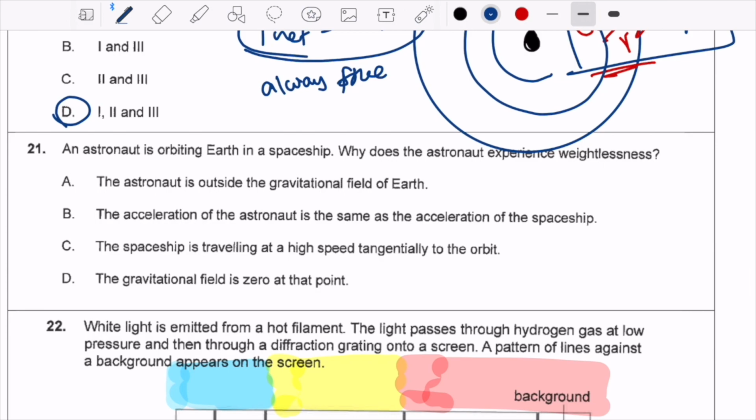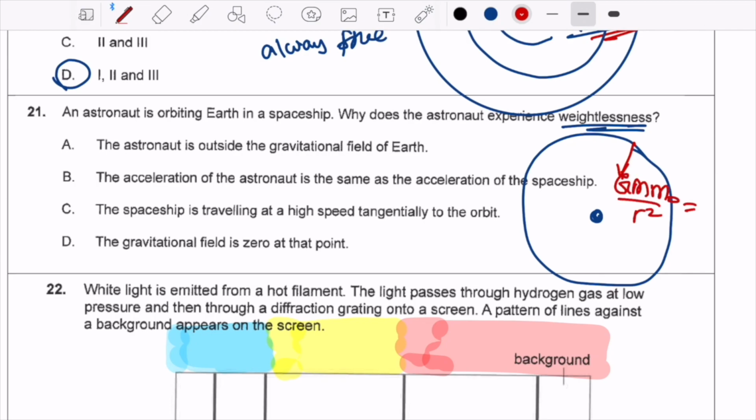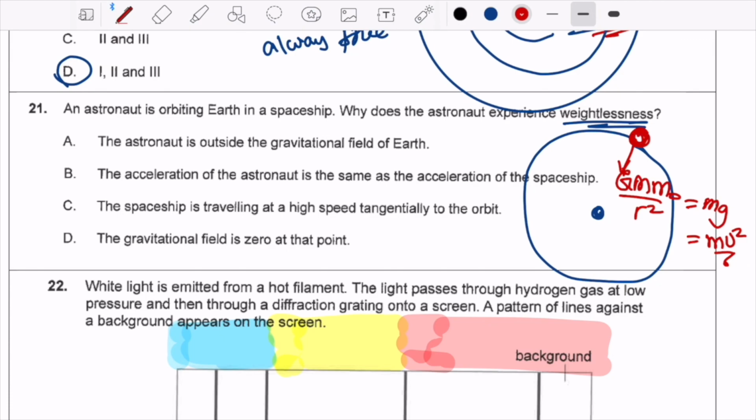An astronaut is orbiting the earth. Again, I will draw the picture. Why does he feel weightless? The thing is, yes, he has G, M, let's say his mass is m naught, over r squared force, or his mg force. But this has been used to provide m v squared over r. That's why if I draw the guy like this, the two forces are mg and R. As R equals 0, because mg has been already used, R becomes 0. This is called weightless.